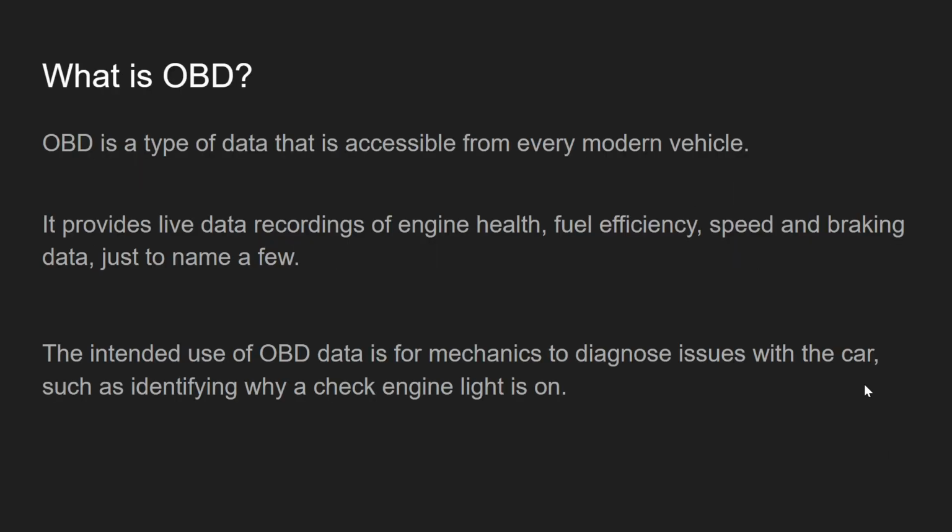So what is OBD? OBD is a type of data that's accessible from almost every modern vehicle. It provides large recordings of engine health, fuel efficiency, and so on. And the intended use is for mechanics to diagnose issues with the car. For example, if a check engine light comes on, the mechanic can connect to this port and they'll get codes explaining the issue.